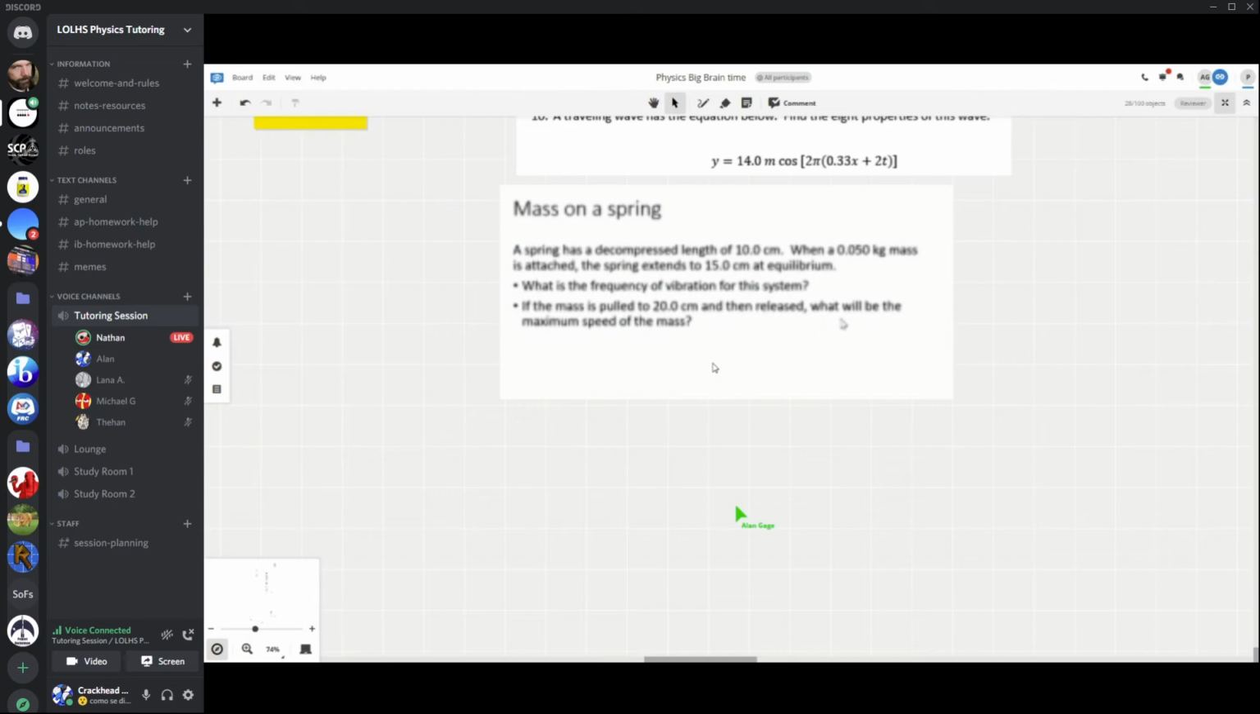Well, you can find it because when there's a mass on it, you know what force it is: it's going to be kilograms times 10 for gravity, and you know how much it extends. So force equals the spring constant times change in x. You can reverse that to get the spring constant. Okay, sorry, say that again, but slowly.